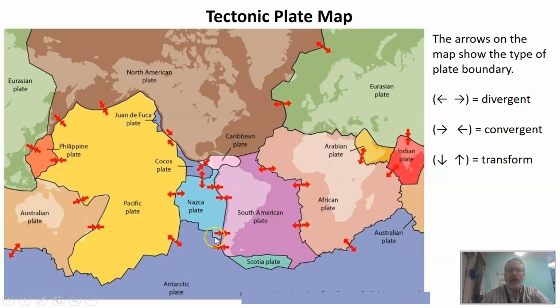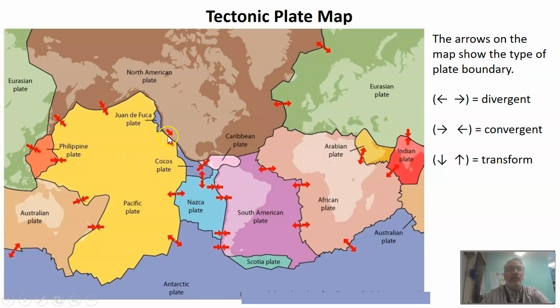Let's look down here. Let's look at the South American plate. Notice here, between the South American plate and the Nazca plate and the Antarctic plate, please notice that the arrows are pointing directly at each other. Remember, when we have arrows that are pointing directly at each other, that means collide, and the plates are going to be moving toward each other.